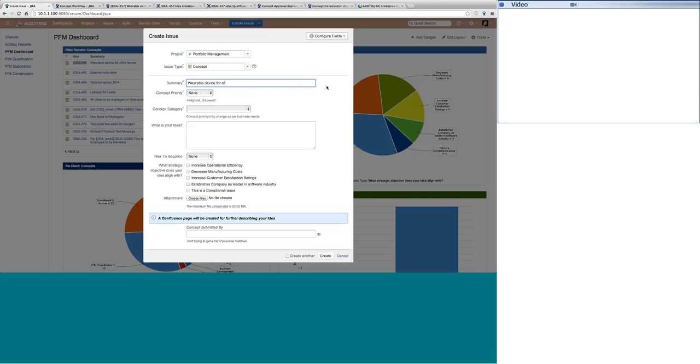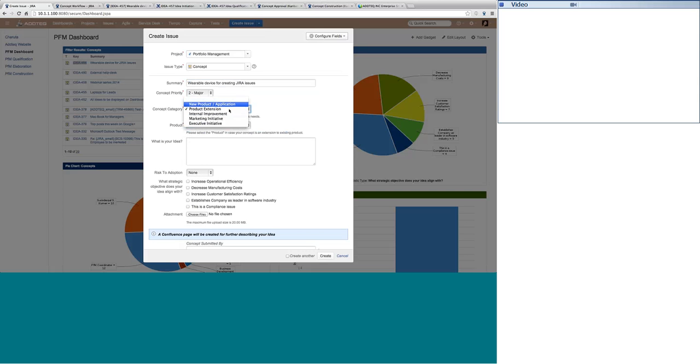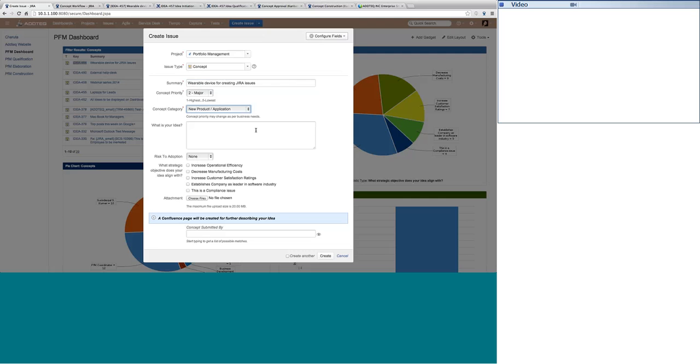Now for this, I wanted to capture, say, the priority of this particular idea for my organization, maybe the concept category. So now concept category, this idea I'm categorizing as say a new product or application that my organization would want to launch, or maybe just a product extension for the existing products, or maybe say internal improvement to the organization, or maybe marketing or executive management. At this point of time, this is the new product or application I would like to launch. I will briefly capture my idea here saying that I want to build a wearable device for creating Jira issues.